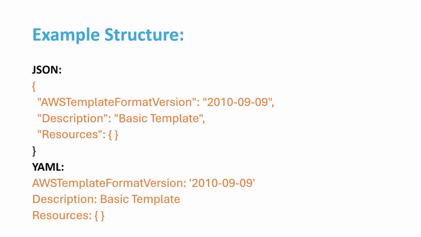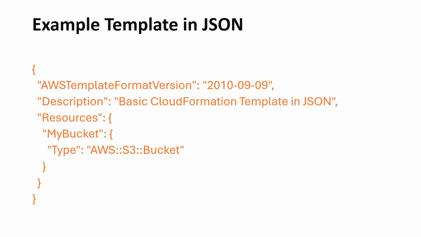Let's take an example. You can see here the JSON code. First we will define the AWS template format version, then description, describe whatever it is, then resources. And the second one is YAML. In YAML, this is what the format is like. Here is an example of a basic CloudFormation template in JSON that creates an S3 bucket. So first, the AWS template format version, description, resources. And inside resources, MyBucket, type of bucket, AWS S3 bucket.